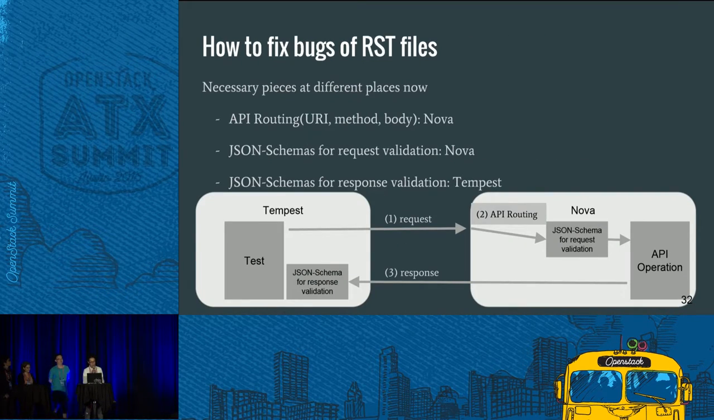So as Alex said, there are a lot of content bugs in RST files, and we need to fix these bugs in this cycle. So there are several pieces and hints in different places for fixing these bugs. Nova has API routing information like URI, HTTP method, and body. In addition, Nova has a JSON schema for request validation. JSON schema contains parameter type, parameter name, and available values. That should be very useful for fixing these bugs.